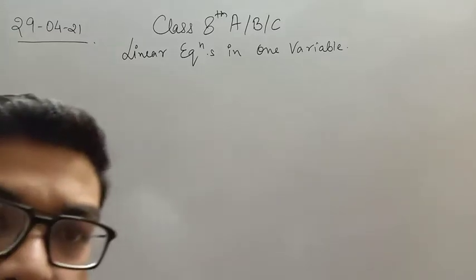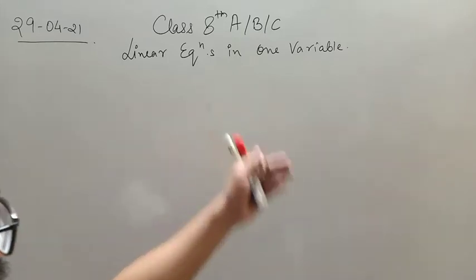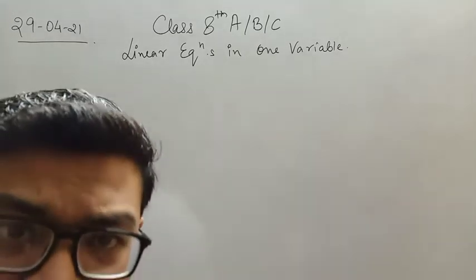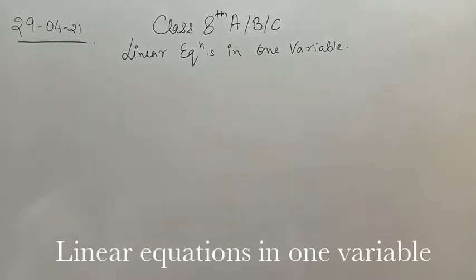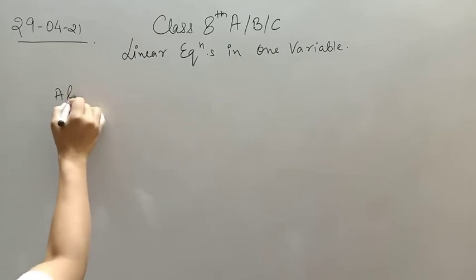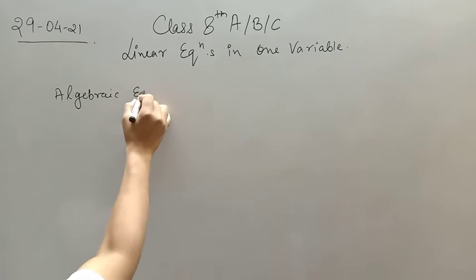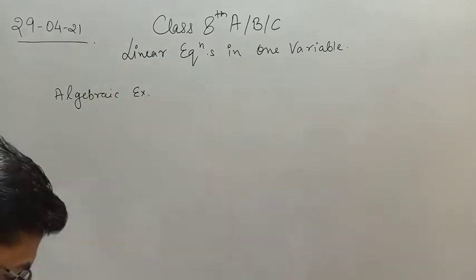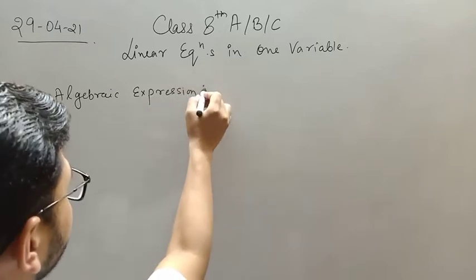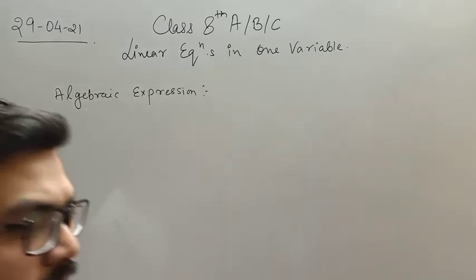So before moving to this chapter, first I'll explain what variables are, what a linear equation is, and what an algebraic expression means. Okay. So let's take first the term algebraic expression. What is an algebraic expression? And what is an equation? What is the difference between an algebraic expression and an equation?